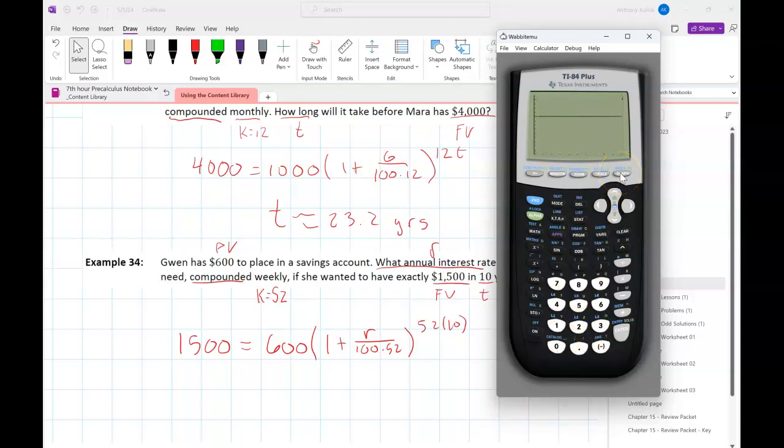So there's my 1,500 line. Here's my graph. Okay, no problem. Second trace, second trace, intersect command, enter, enter, enter. And we get 302%.